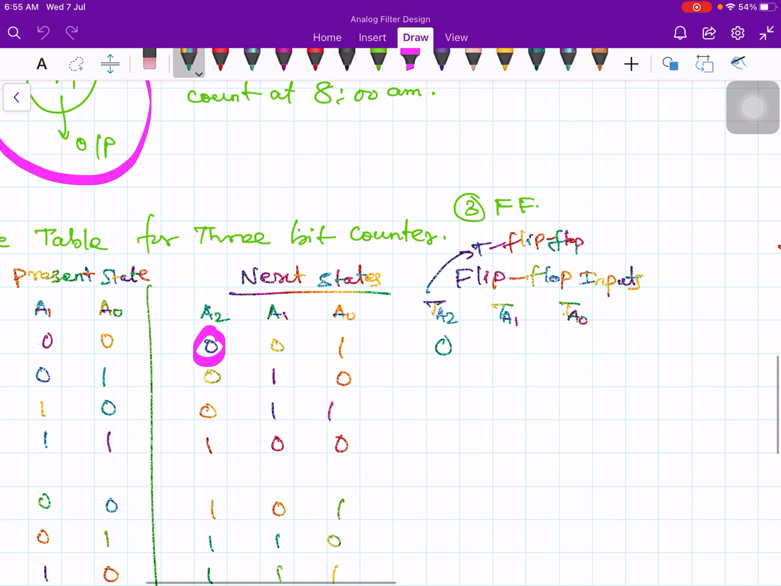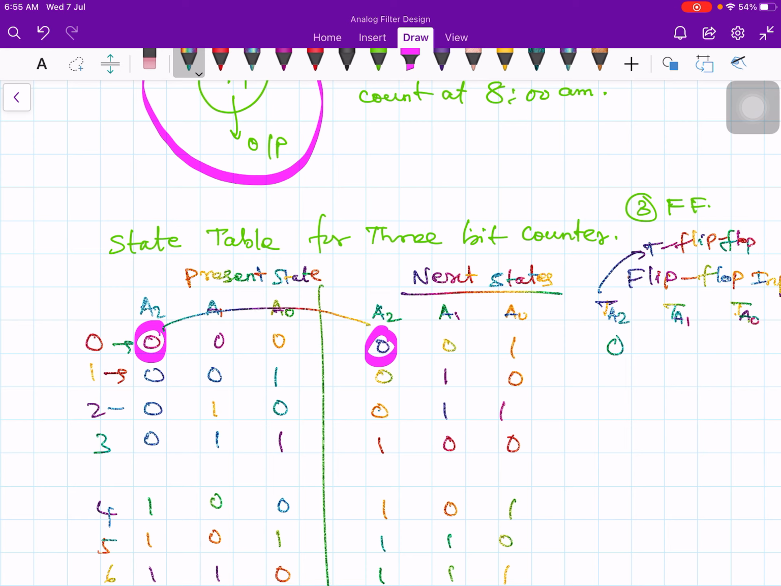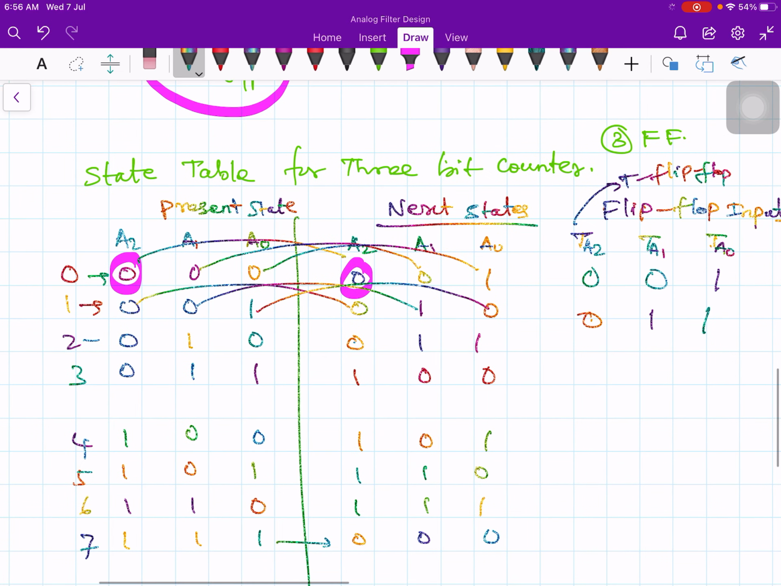Okay, so same thing we are going to apply here. Now 0 to 0, no change, 0. This one 0 to 0, no change, 0. But here 0 to 1, I should put 1 here. And in this 0 to 0, no change. 0 to 1, yes, I put 1. And 1 to 0, yes, I put 1. Change toggles. And here 0 to 0, no change, so the input must be 0. And 1 to 1, no change, so the input to the flip-flop must be 0.